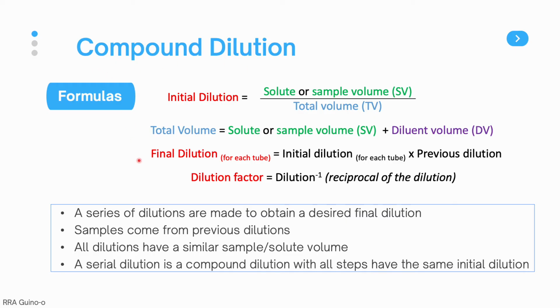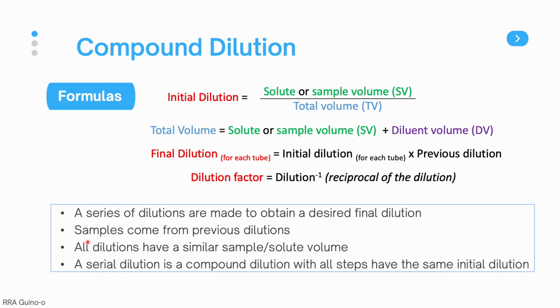Also, in a compound dilution, we end up with what we call a dilution factor. And this is simply the reciprocal of the dilution. For example, if we have a dilution of 1:10, the dilution factor is 10. If we have a dilution of 1:100, the dilution factor is 100.